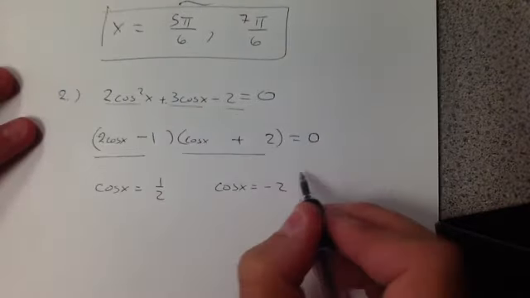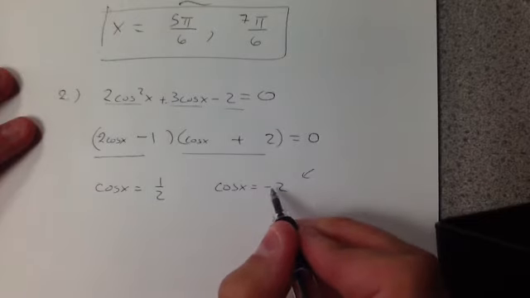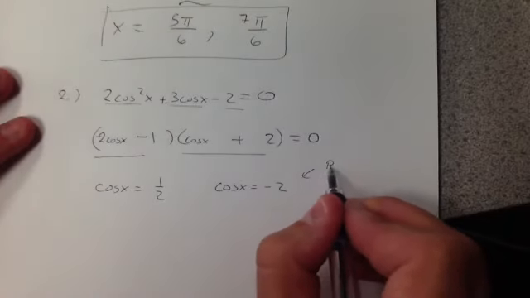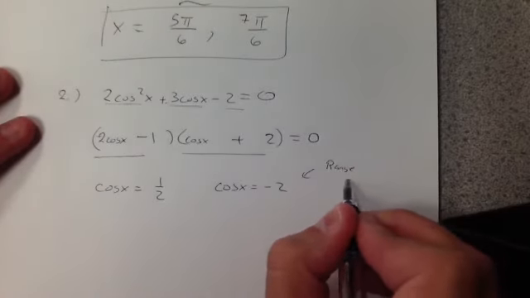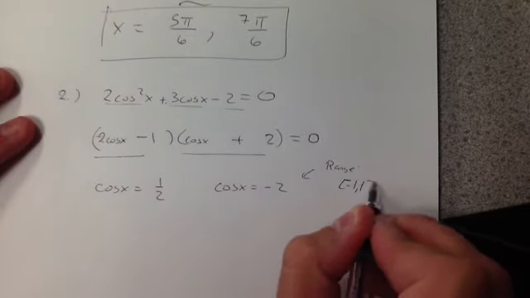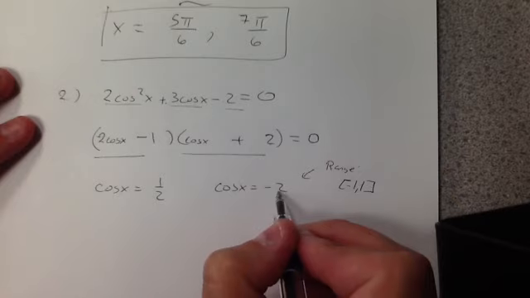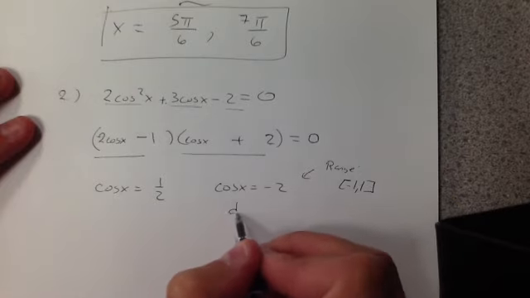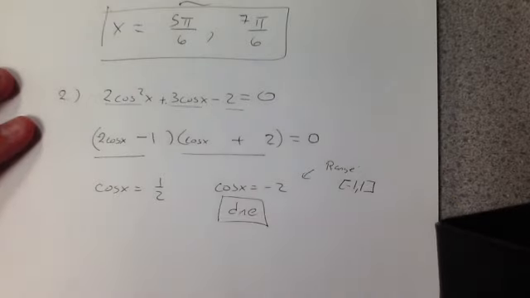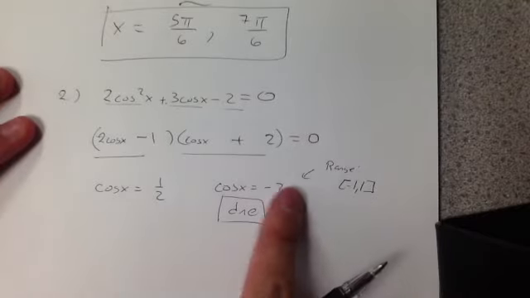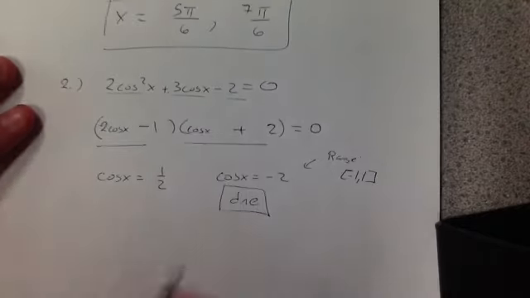Now, I'm going to deal with this one first. I have a red flag here. Cosine has a range from negative 1 to 1. So we have a problem here. Cosine here equals negative 2. This one gives us a domain error. So we can't solve that one because my negative 2 is outside my range. But over here I can.